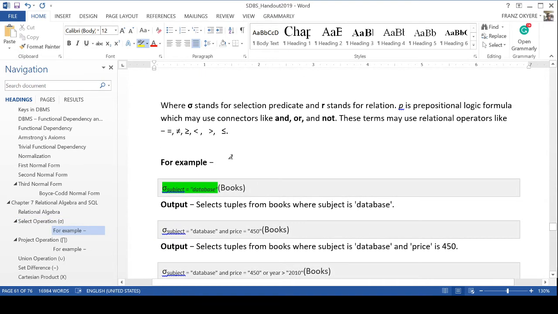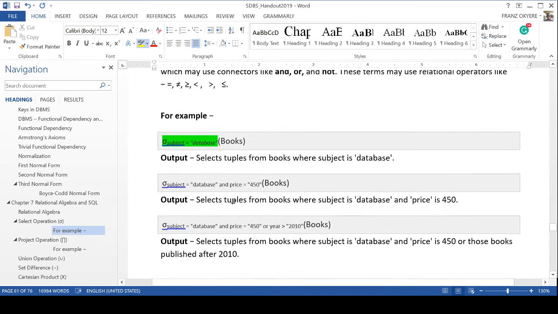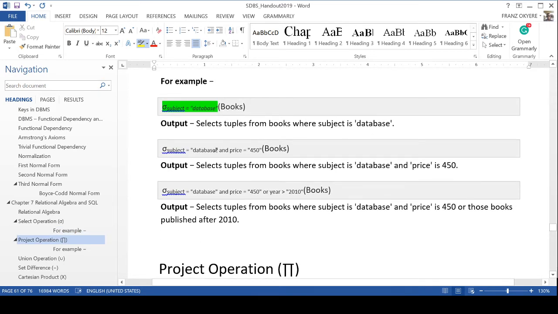But in this case, select and then relations. The relation here is books. Once you understand this, you understand the rest of it. So I think I should be ending the lecture, but let me just touch on a few things. The output selects tuples from books where subject is database.